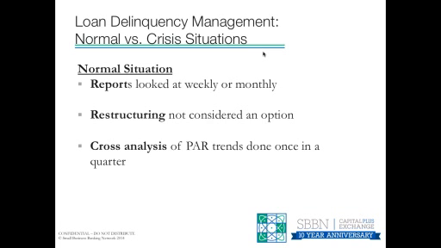Now, even in a normal situation, restructuring should not be considered an option. And I have mentioned the reason why restructuring should not easily be granted. Then cross-analysis of PAR trends has to be done once in a quarter. Now, what do I mean by cross-analysis? A PAR portfolio can be broken down, can be disaggregated in many ways.